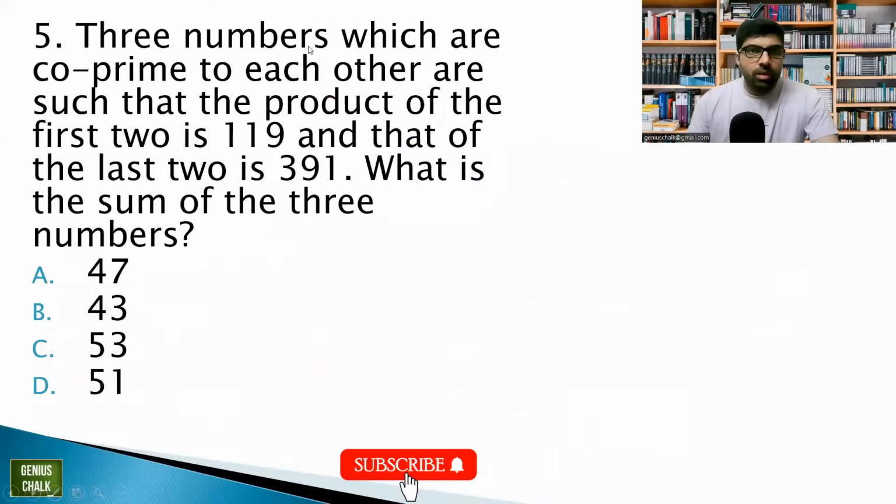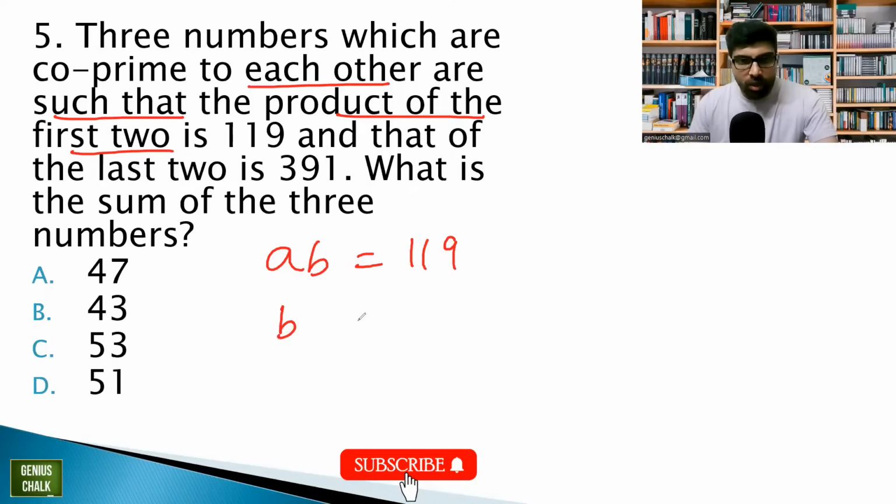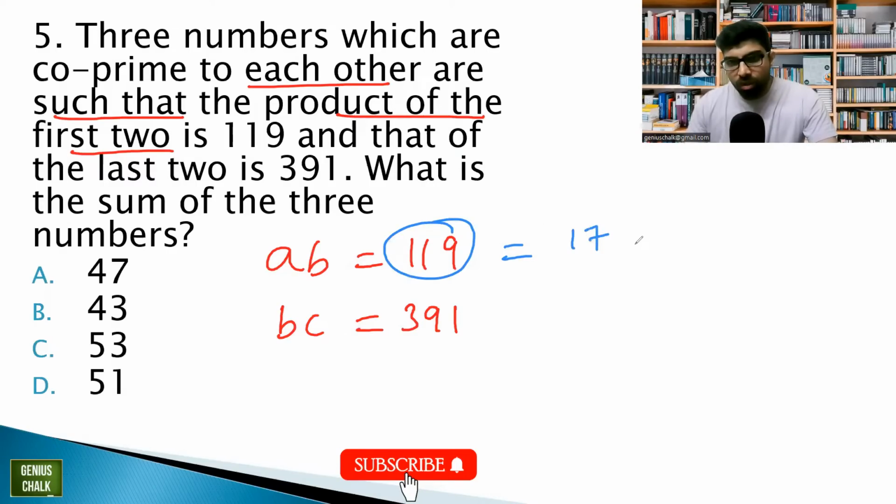Next, three numbers which are co-prime to each other are such that the product of the first two and the last two is 391. Let's take three numbers. First is A into B, and the last two, that means B into C, that must be 391. Okay. Now, what is AB? Can you factorize it? Yes, it is divisible by 17. So 17 sevens. This could be our two numbers. And this is a factor of what? 17. Yes. 17 into 2 is 34. 17 3 is 51. So these are the factors.